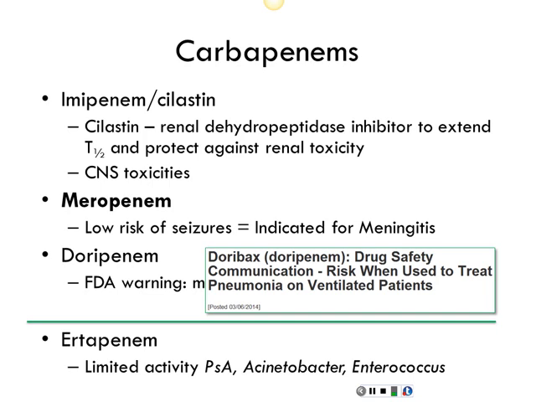Communication that came out: when used to treat pneumonia or ventilator-associated patients, we actually saw mortality higher with doripenem versus other agents. So most likely it's going to end up like tigecycline, where we just really don't use the drug. It's out there, it's broad spectrum, but we've seen increased mortality in these patients. We've got other carbapenems, no reason to use it.